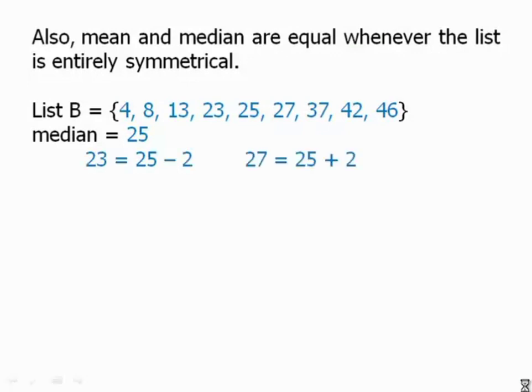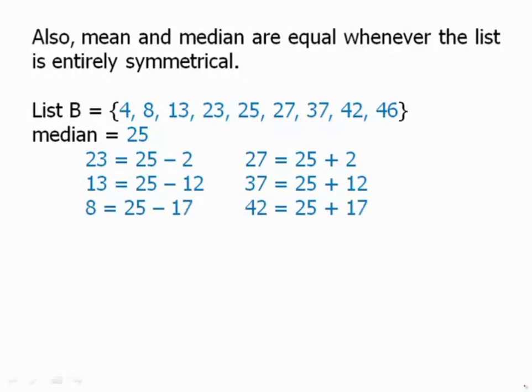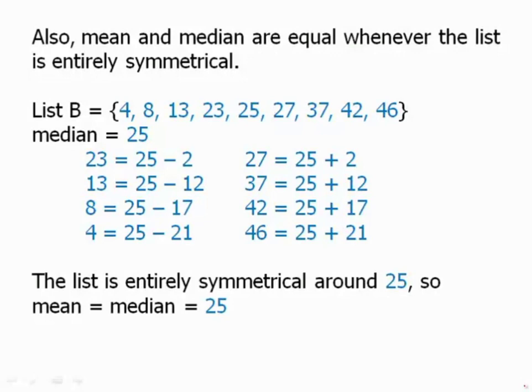Now look at the next pair. 13 and 37 are respectively 12 less and 12 greater than 25. 8 and 42, 17 less and 17 greater than 25. And 4 and 46 are 21 less and 21 greater than 25. Another way to see that, incidentally, 23 plus 27 add up to 50, 13 plus 37 add up to 50, 8 and 42 add up to 50, and 4 and 46 add up to 50. So the point here, this would be a hard thing to see just on your own, but notice now that we've pointed out the complete symmetry of this list, we know without doing a single drop of calculation that the mean has to be entirely equal to the median, because the list is symmetrical.